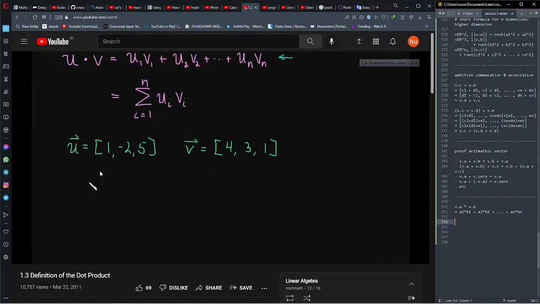Well, we just do exactly what it says. 1 times 4 plus -2 times 3 plus 5 times 1. So we get 4 minus 6 plus 5. That looks like 3 to me. So maybe what I should have written was u dot v. U dot v is equal to this. We're taking u1 times v1 plus u2 times v2 plus u3 times v3, and then we're just simplifying the numbers, and it comes out to 3.